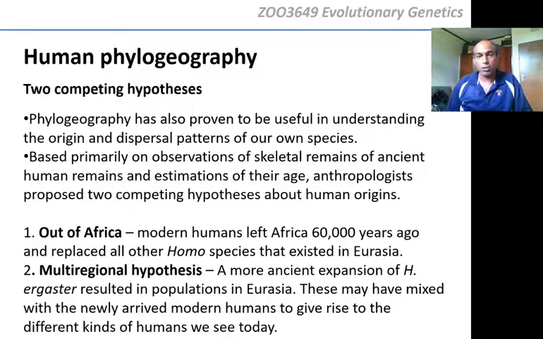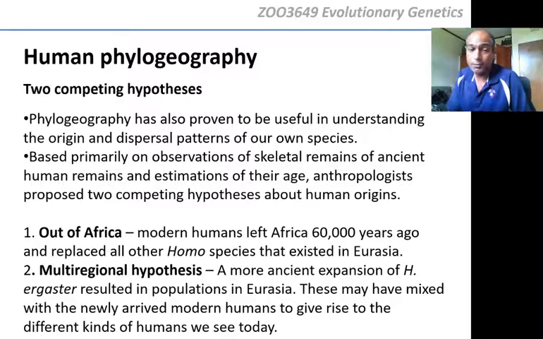Okay, so even though we know that modern humans left Africa 60,000 years ago, the multi-regional hypothesis is saying that didn't have an effect, okay? The human populations we see today are descended from the original Homo ergaster populations that left Africa and went to Europe and Asia, okay?